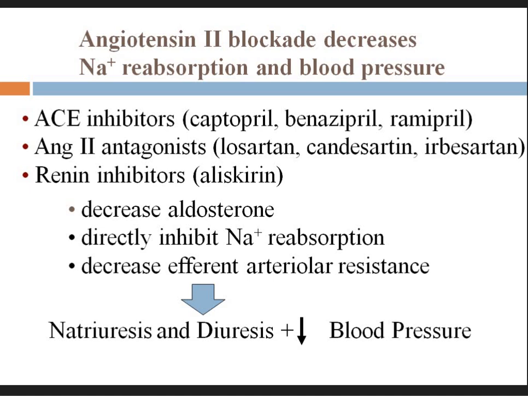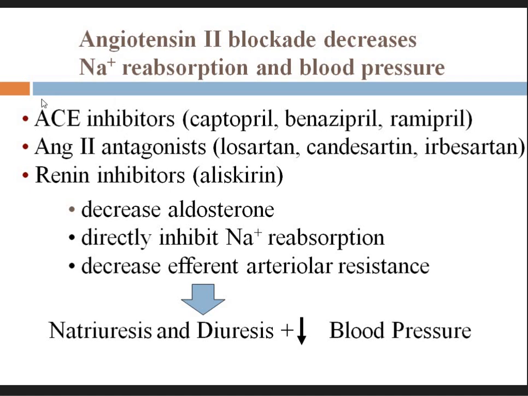So what will happen if there is blockage to angiotensin 2? There will be decreased reabsorption of sodium and blood pressure will also be less. So there are certain drugs, substances given to produce this effect, like ACE inhibitors. By ACE we mean angiotensin converting enzyme inhibitors. These are certain drugs given here. They come under the category of ACE inhibitors.